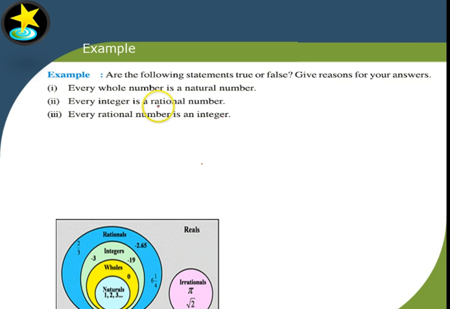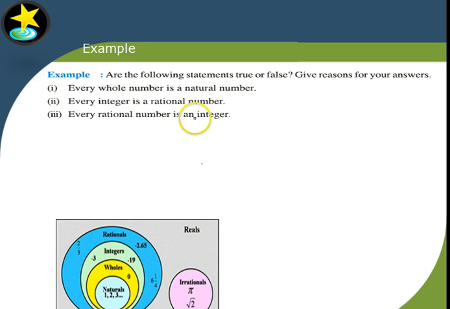Every integer is a rational number. Now if you check, the entire integer set within this Venn diagram is within rational numbers. That itself gives you an indication that every integer is a subset of rational numbers. So this is a true statement, and we know why.